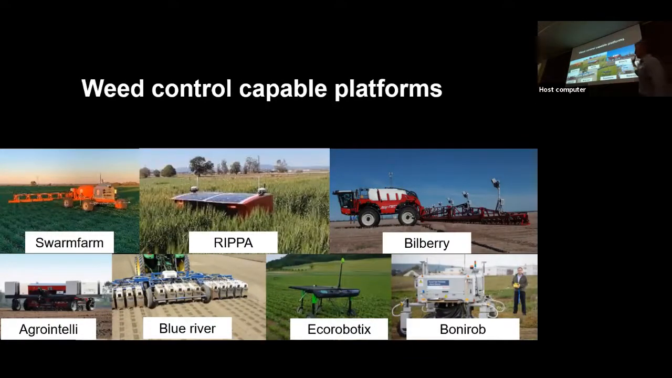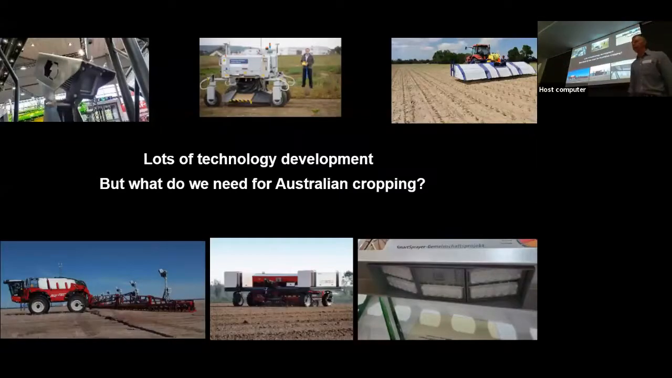And then we've got all sorts of different weed control capable platforms being developed all over the world, mostly in Europe, I would imagine. Fair comment, probably in the US as well. So these are all platforms that are mostly autonomous, developed for weed recognition and potentially control. So again, demonstrating the global interest in this area. So lots of stuff going on.